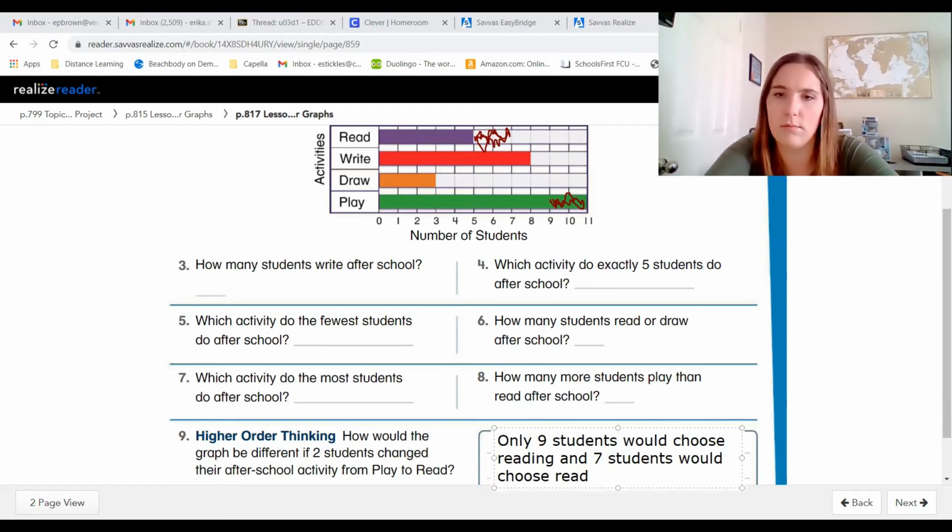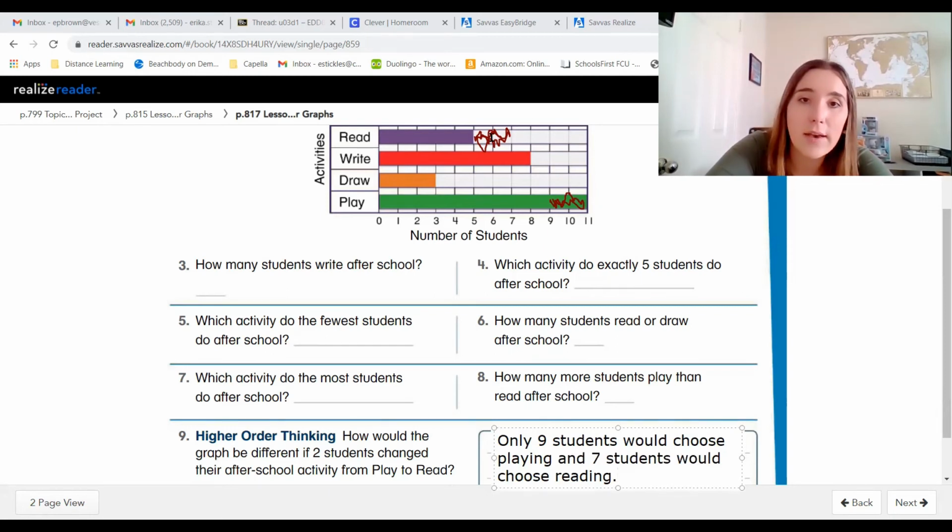Oh, hold on. 9 students would choose playing. There we go. Oh, so only 9 students would choose playing and 7 students would choose reading, instead of what we have right now. Right now we have 11 students doing playing and only 5 students doing reading. But if 2 students moved from playing to reading, it would be 9 students playing and 7 students reading. So that's how our graph would change.